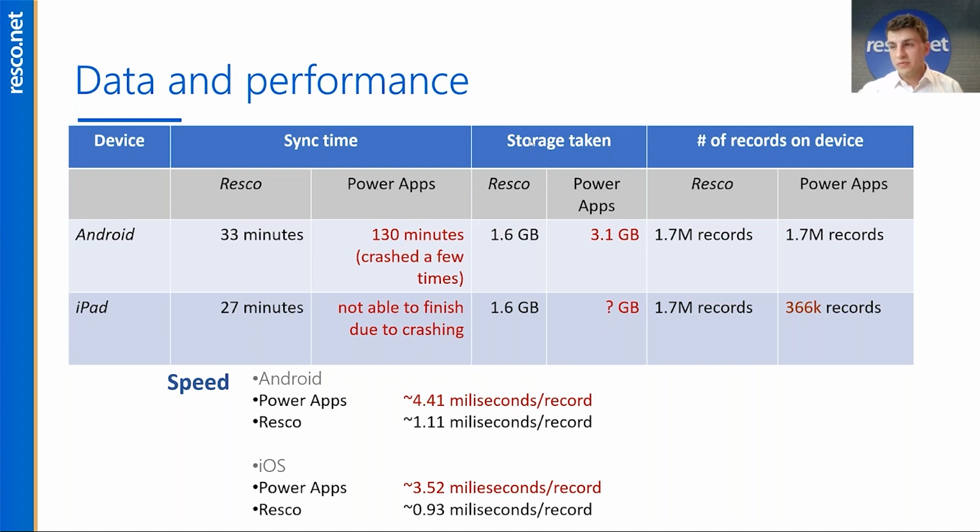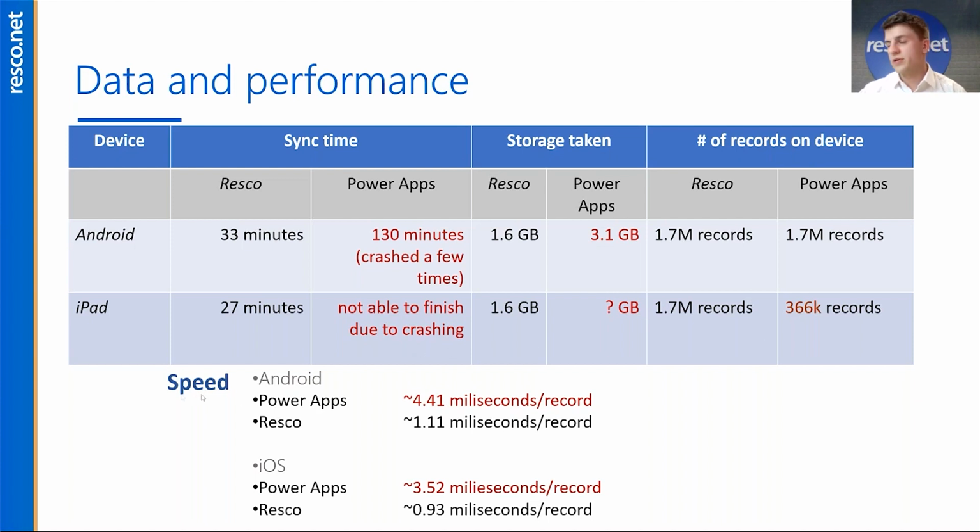Another point which was very surprising to us is the storage taken. As I said, with the same set of data, Power Apps took almost twice as much storage on the device. So we don't know where this comes from. Maybe the redundant fields or the fact that all the fields are included. Maybe some bad kind of indexing. We don't know. So it's just a black box again.